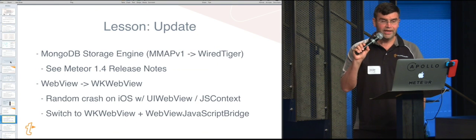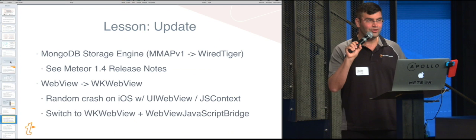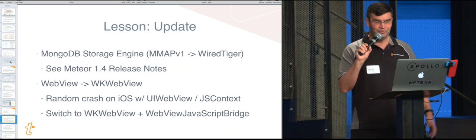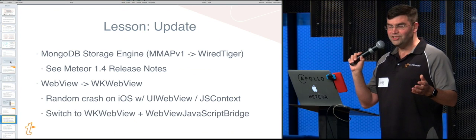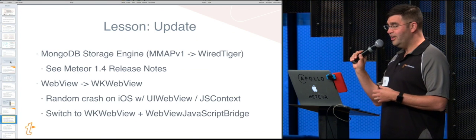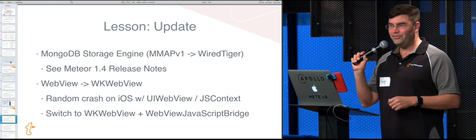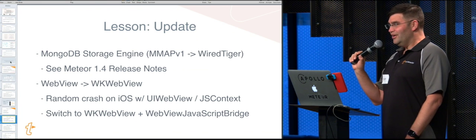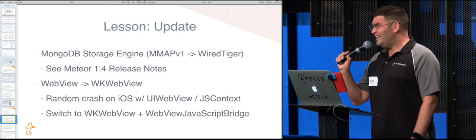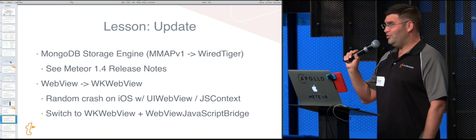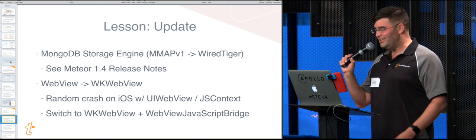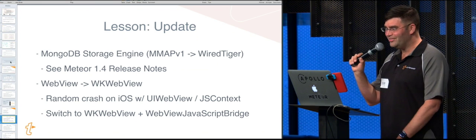Lessons we learned along the way: update quickly. You may remember that MongoDB transitioned storage engines from mmap to WiredTiger, and in the Meteor 1.4 release notes, there was an admonition that it is time to update. You should do this now. We took about 6 months longer than that and caused ourselves a lot of pain. So when people give you a recommendation to update, try your best to follow it would be some advice.